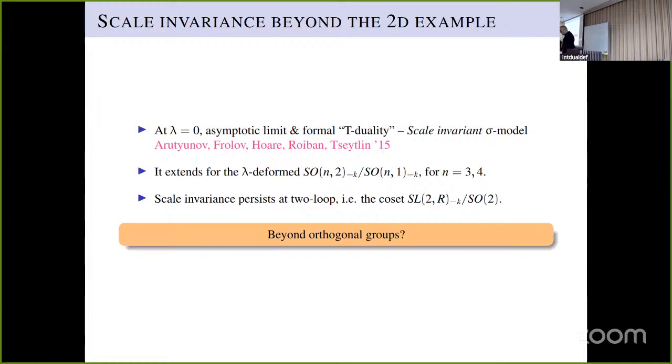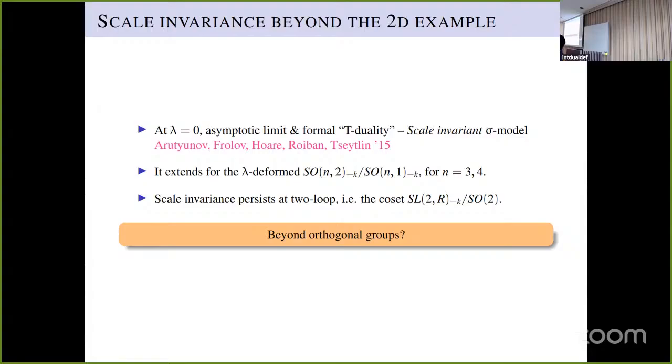So let me say one thing: for lambda equals 0, one can take this asymptotic limit and a formal T-duality. I mean formal T-duality because there is a symmetry at the level of the metric, but this is not a symmetry at the level of the dilaton. One can do this kind of formal T-duality, and one can still find a scale invariant sigma model. However, this is at the point where lambda equals 0. So you start with a CFT, you do this kind of, let me call it forbidden or formal T-duality, and you find this kind of formal scale invariant sigma model.